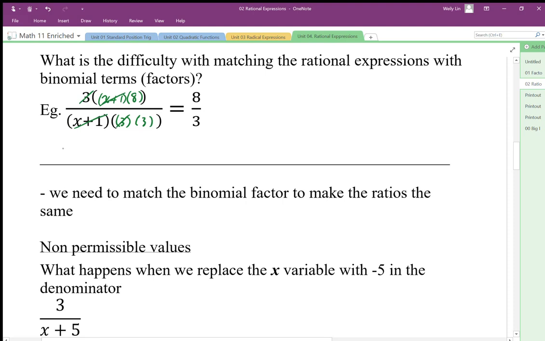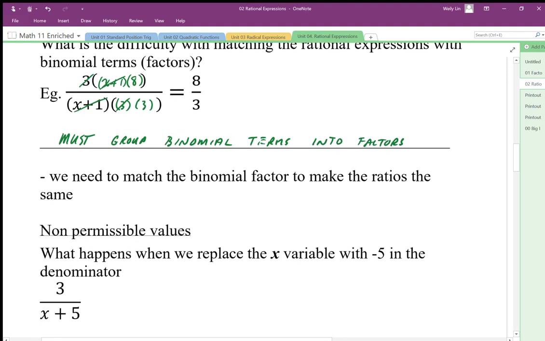So we must group binomial terms into factors. Okay, and then we need to be able to use those binomial factors in a times and divide relationship.